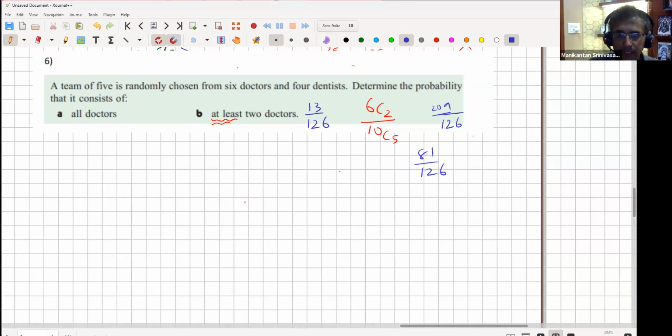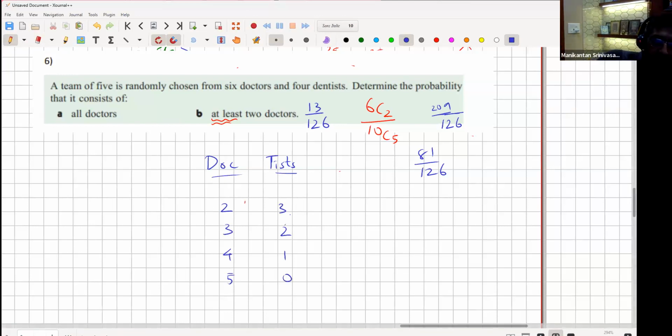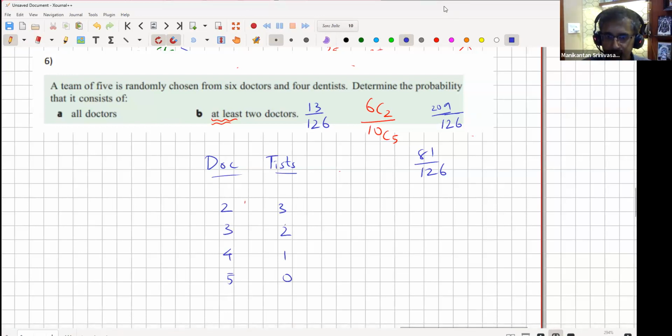Let's discuss. So this is doctors, this is dentists. D and T. Now we need 5. So it can be at least 2: 2 and 3, or 3 and 2, or 4 and 1, or 5 and 0. I'll show you 2 ways of doing this. I'll tell you upfront, this is a long way, but let's still do it, and then I'll tell you the shorter way as well.